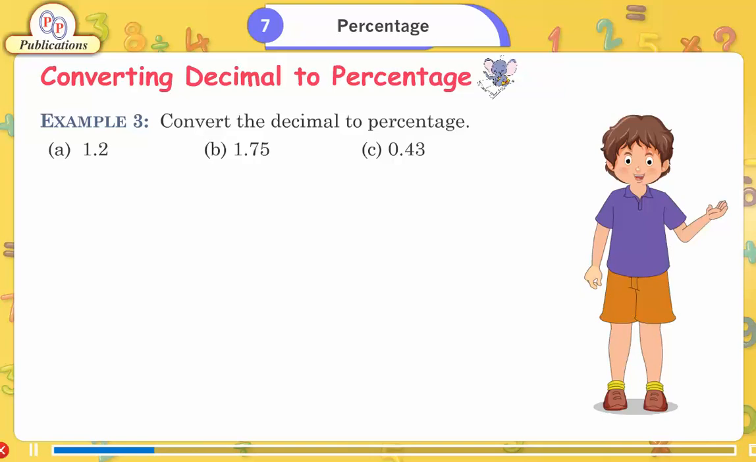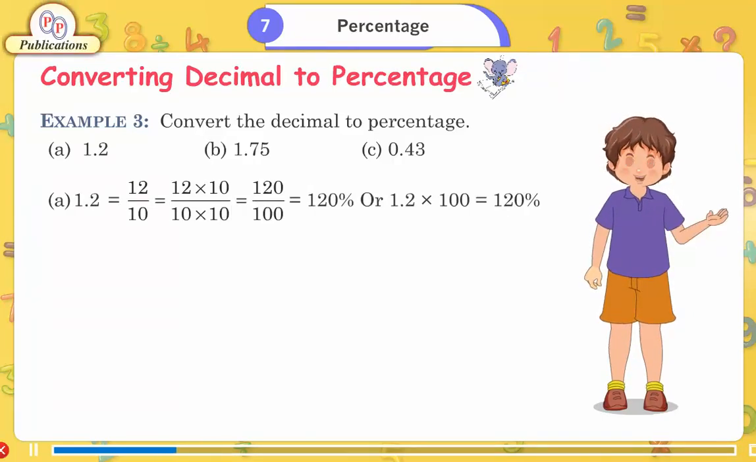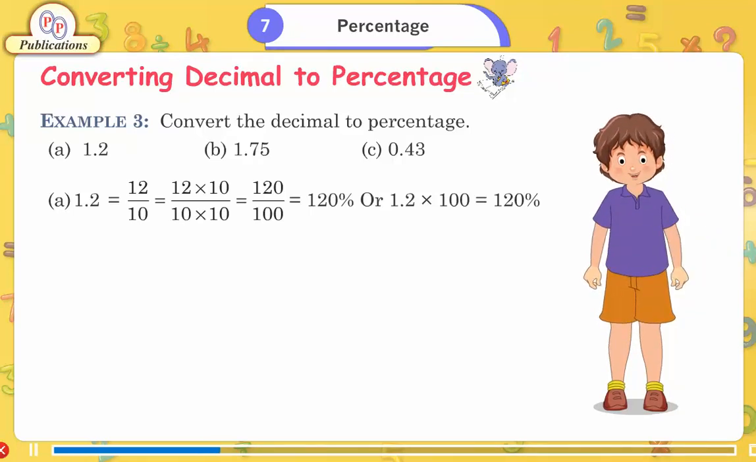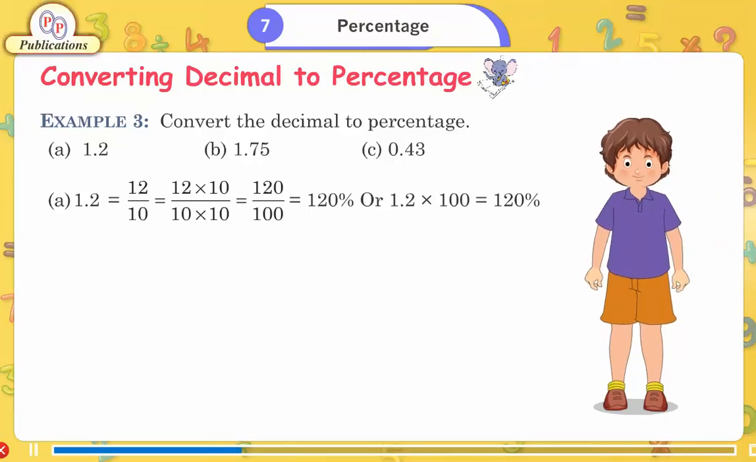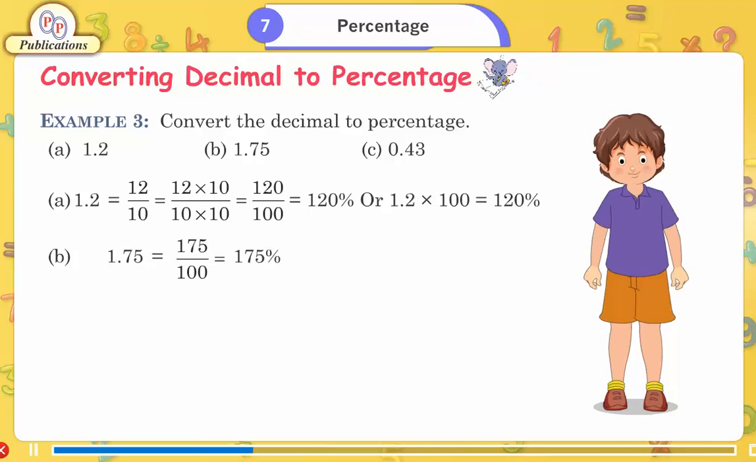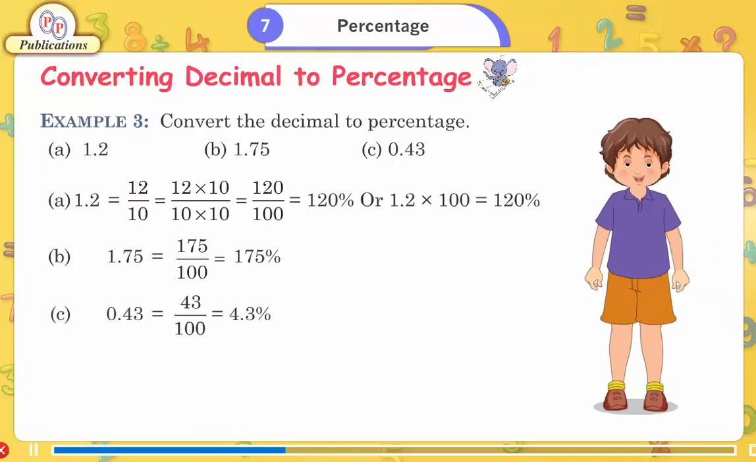1.75, C. 0.43. A. 1.2 is equal to 12 by 10 is equal to 12 times 10 by 10 times 10 is equal to 120 by 100 is equal to 120%, or 1.2 multiplied by 100 is equal to 120%. B. 1.75 is equal to 175 by 100 is equal to 175%. C. 0.43 is equal to 43 by 100 is equal to 43%.